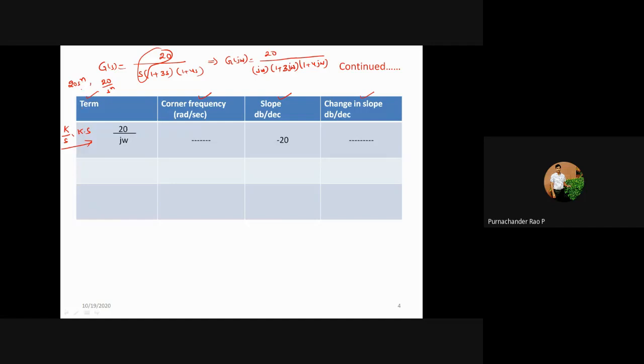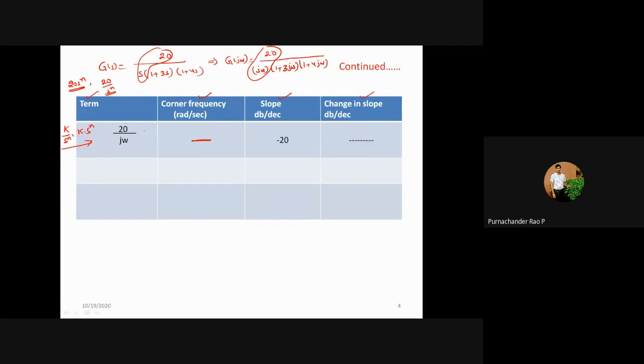Whenever you see this type of problem, either this type or this type, the first step is to take the function k by s power n or k into s power n. So for the first term, you have to write the term one, which is nothing but the k by s power n term or k into s power n term. For our problem, we have been given 20 by j omega. Therefore, we are taking it as 20 divided by j omega. And for this function, there is no corner frequency. Remember this.